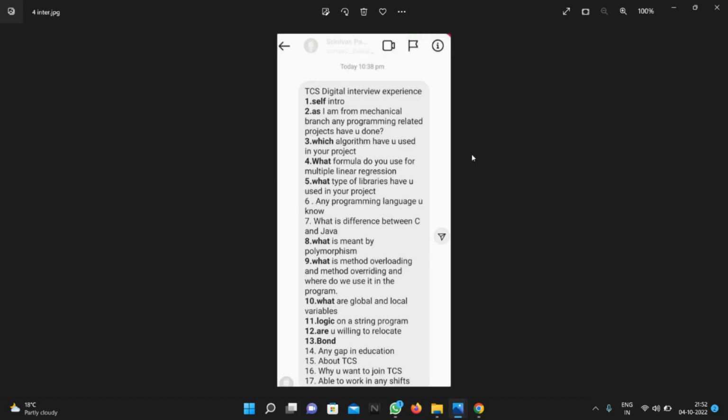Then are you willing to relocate, they will ask about the service bond, and any gap in education. If you have any gap, then they will ask questions related to that. If you have dropped some years, you can explain here and tell the reason. Then about TCS, if they ask about TCS, first of all you should know the CEO of TCS, Rajesh Gopinathan, and the TCS headquarters in Mumbai. You should have all this basic knowledge if you are going for a TCS interview.